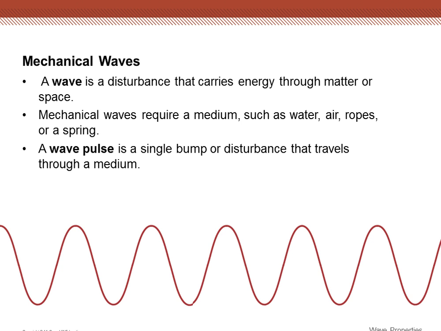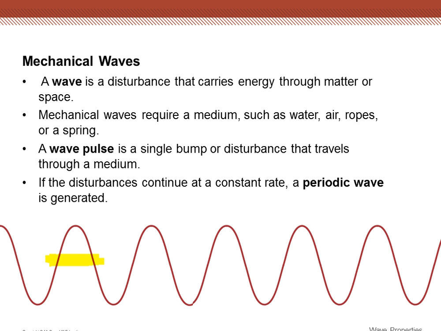And a wave pulse is a single bump or disturbance that travels through a medium. So this pulse right here, if just that pulse were traveling, that would be considered a wave pulse. Now what's pictured here is a series of pulses, and so this is a continuous wave, or we often call this a periodic wave. If the disturbances continue at a constant rate, then we call this a periodic wave because we're getting the same pulse every period.